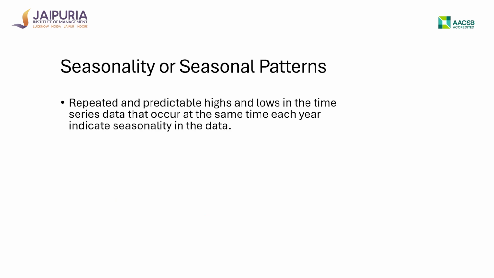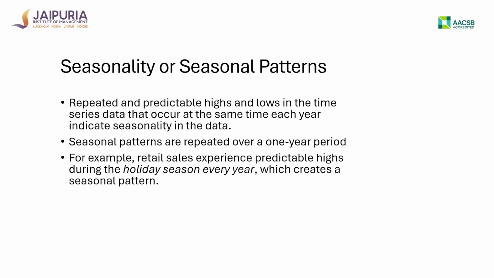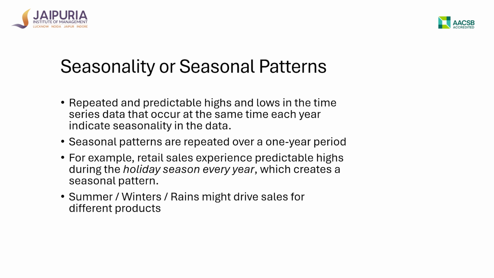Seasonality, or seasonal patterns, are repeated and predictable highs and lows in the time series data that occur at the same time each year. Seasonal patterns are repeated over a 1-year period. For example, retail sales experience predictable highs during the holiday seasons every year, which creates a seasonal pattern.